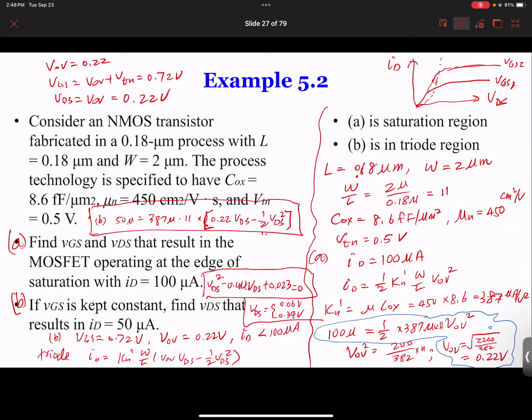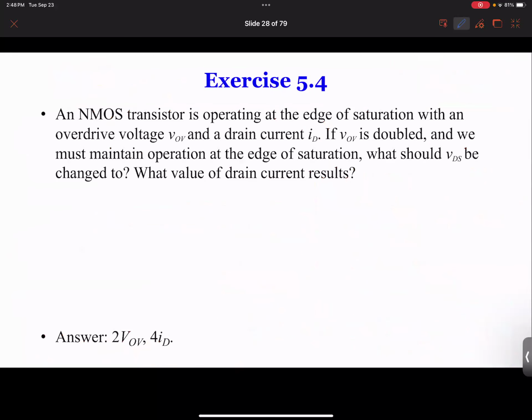So therefore, only the smaller VDS is going to be in the triode region. This works and this doesn't work. So the 0.06 volts is the correct solution. The 0.39 is the incorrect solution, because if it is 0.39, it will be more than VOV. It's moving to the saturation region, which means it's not going to work that way. So this example is done, now we're going to go to the next.